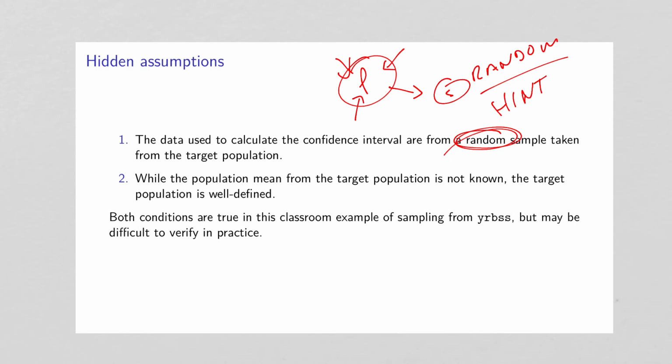People living in Baltimore City on January 1st, 2020. It's well defined. You don't have people moving in and moving out of the city in one day. Hopefully not a lot. So it's well defined.